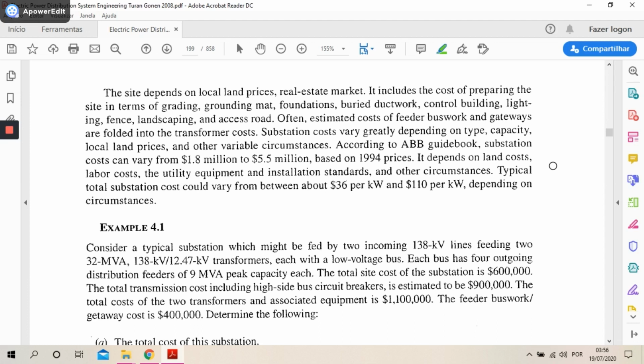substation costs can vary from $1.8 million to $5.5 million based on 94 prices. It depends on land costs, labor costs, the utility equipment and installation standards, and other circumstances. Typical total substation cost could vary from between about $36 per kilowatt and $110 per kilowatt, depending on circumstances.